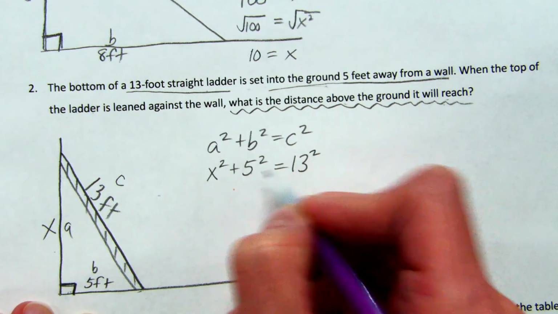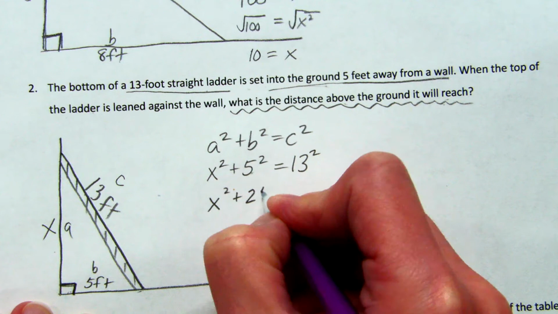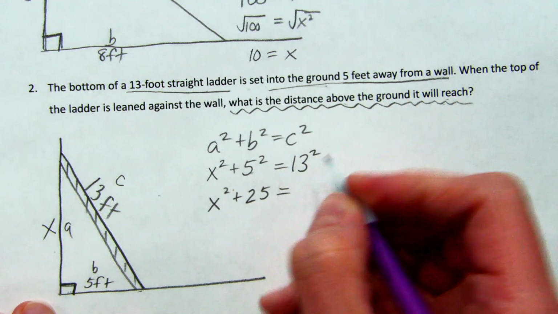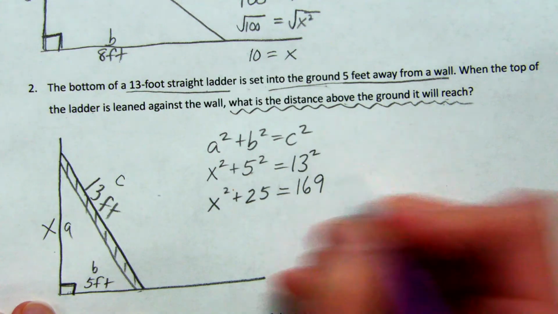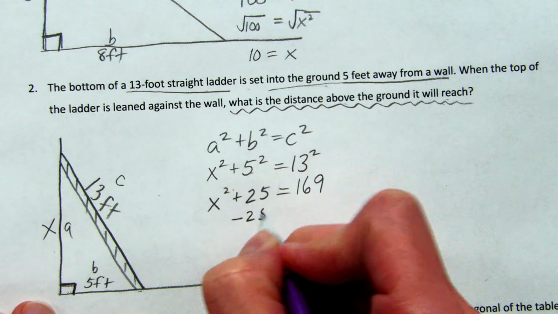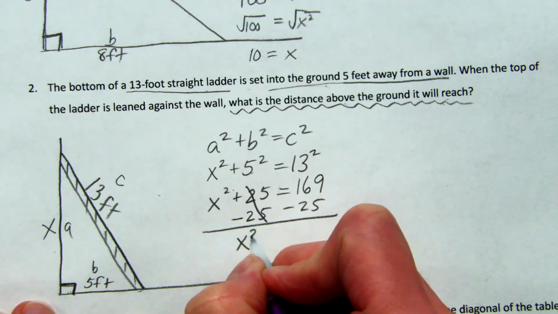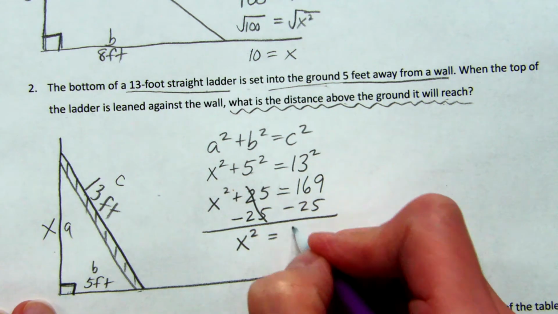We want to go through and do those powers first. So 5 squared is 5 times 5, which is 25. 13 squared is 13 times 13, which is 169. So then if we solve for just the x squared piece, we would have to subtract 25 off both sides, and that just gets the x squared by itself. We need that before we can square root.